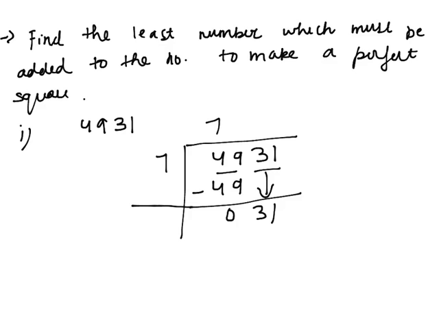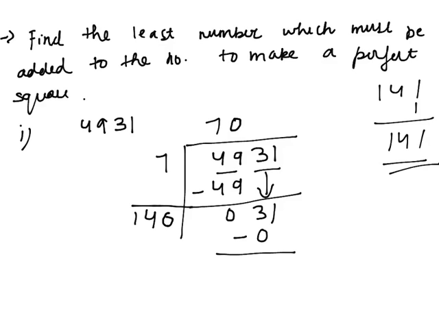Here what we will do? We will double the digit. So here clearly if I take 1 only, then 141 times 1 will give me 141. That is much greater than 31. So we cannot go with 1. So we will go with 0. As 140 times 0 will be 0 only. Then if we subtract, we get 31 as a remainder.